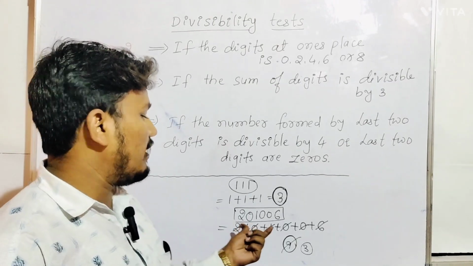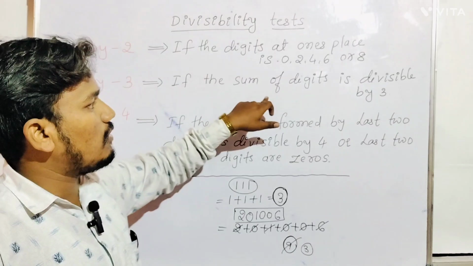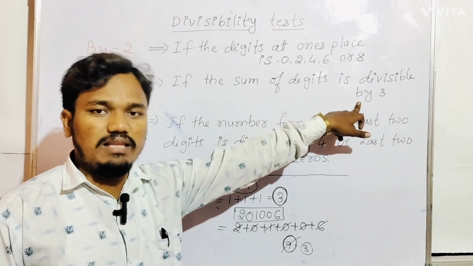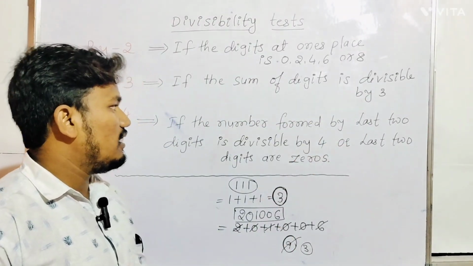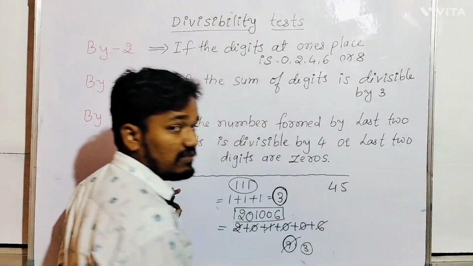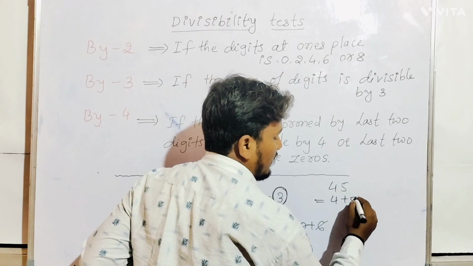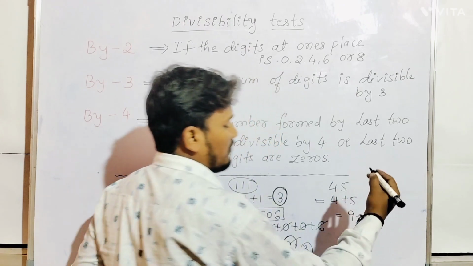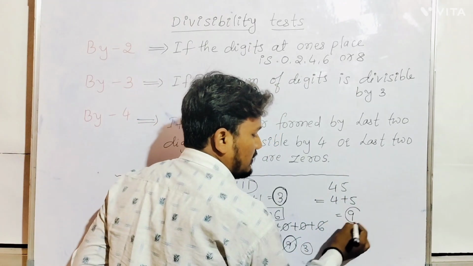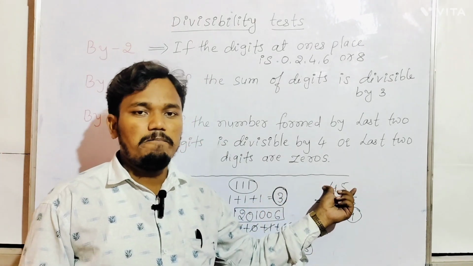So how does it work? Okay. So by 3, what is the rule? If the sum of the digits is divisible by 3, then the whole number will also be divisible by 3. For example, 45 is there. Now add the digits, you will get 4 plus 5. So 4 plus 5, how much? That is 9. So 9 is also divisible by 3. So that's why 45 is also divisible by 3.